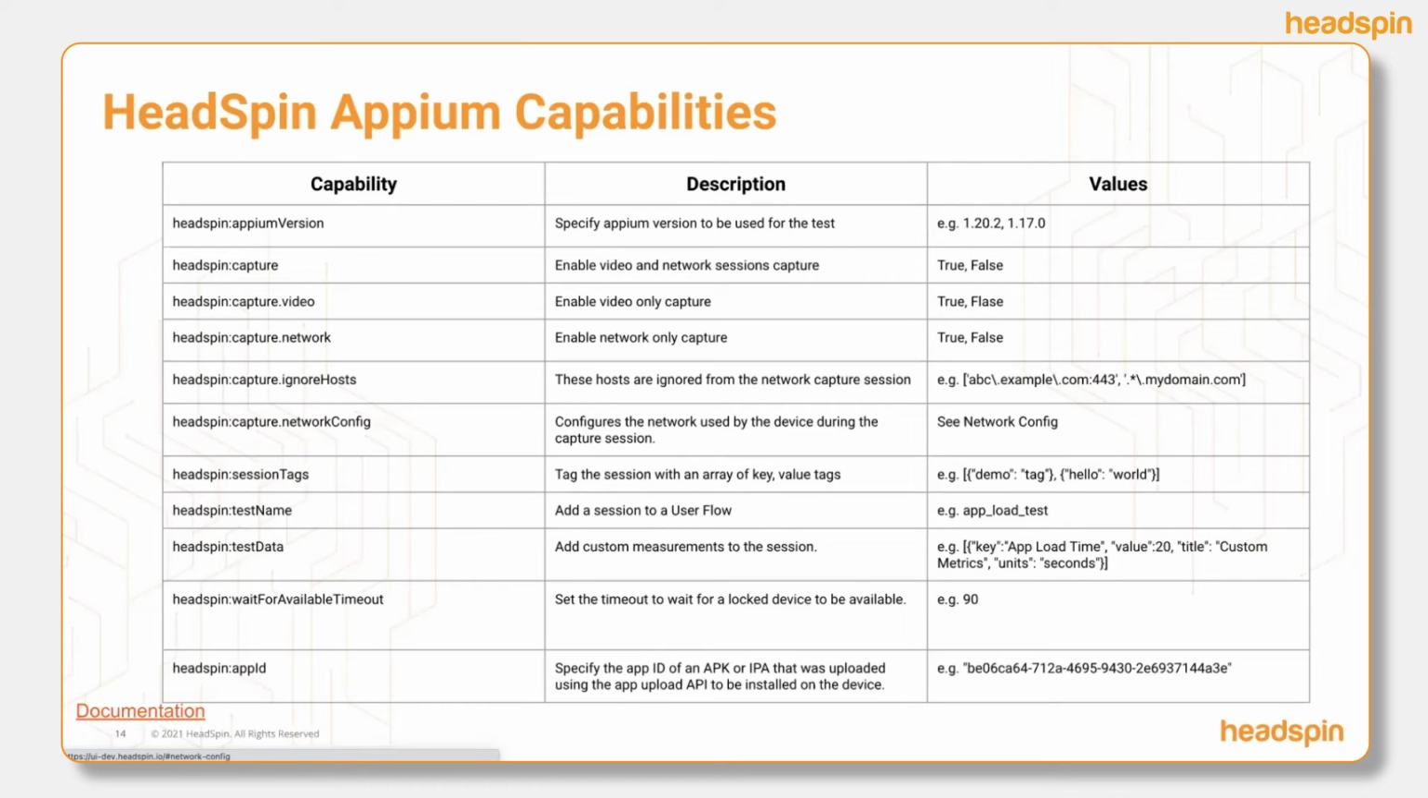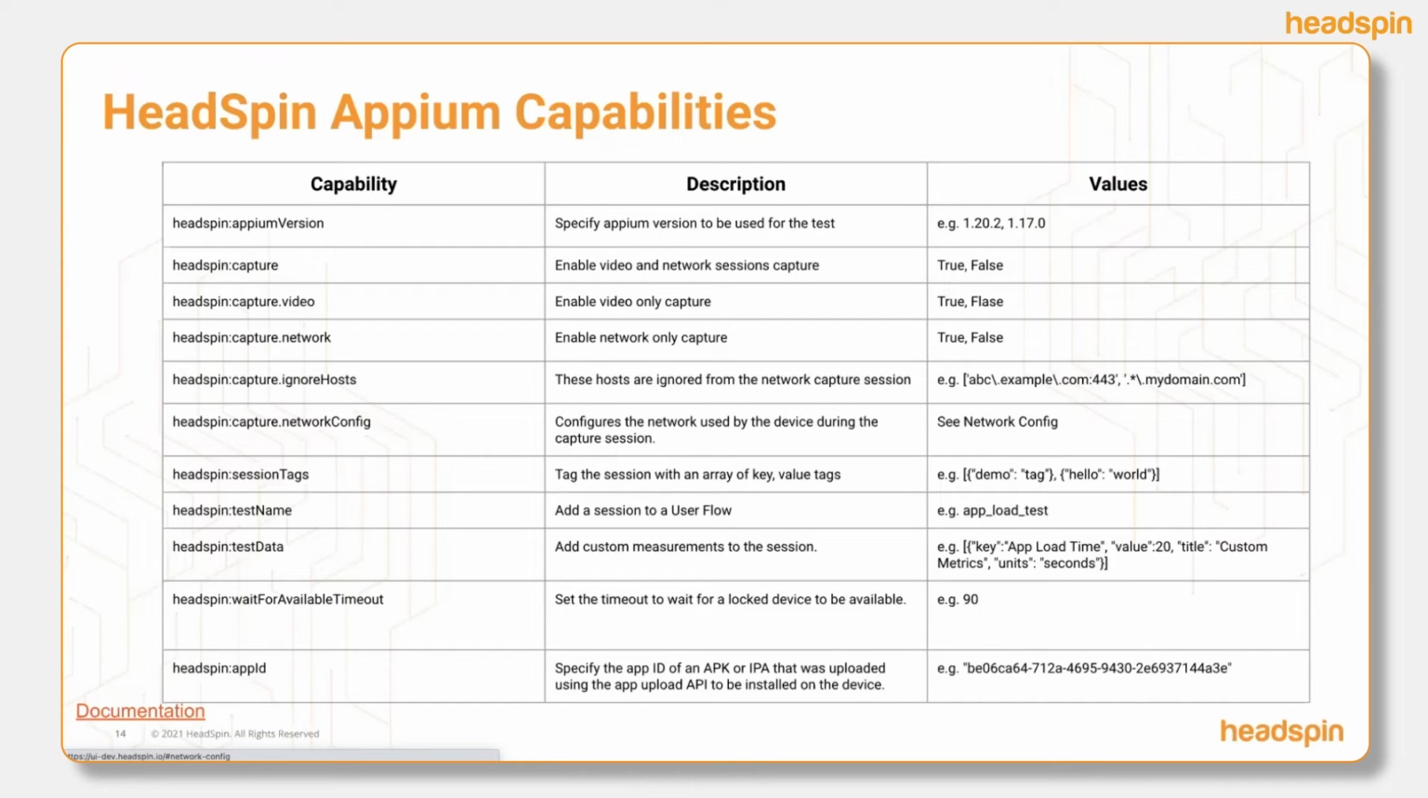Wait for available timeout. This is just more of a device management capability. This is the timeout, the time to wait for a device to be available. So when you're initiating a test case on a specific device, when you're not using the load balancer, well, it does apply when you're using the load balancer, but if the device was currently locked and you wanted to wait 60 seconds to see if the device would become unlocked, you can specify that in this wait for available timeout.